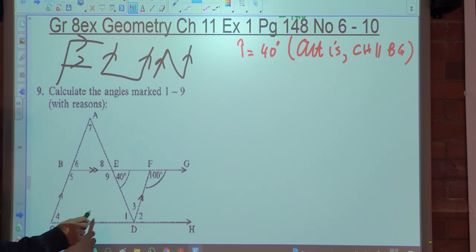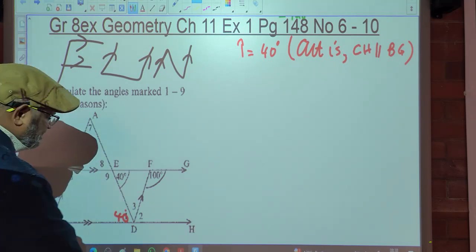So I'm going to write 40 degrees here. Note that I'm populating the diagram. I'm writing the information on the diagram. Why? So that at one glance I can see exactly what I have. Okay. How do you do number 2?